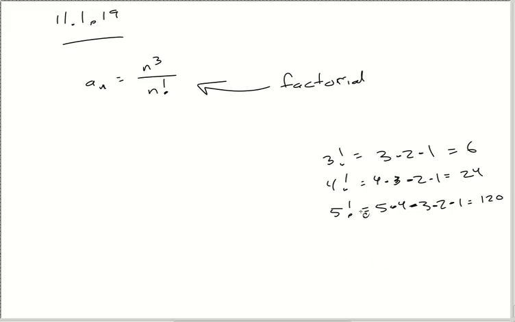Like, let's go in reverse. What about 2 factorial? Well, that's 2 times 1. It's just simply a 2. What is 1 factorial? A 1. What's 0 factorial? It's actually important. It's not 0. It's a 1. What? How does that a 1?